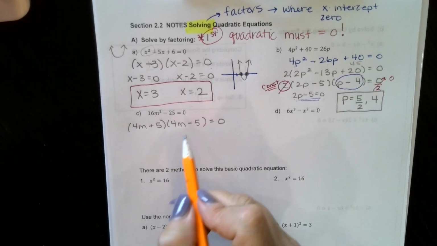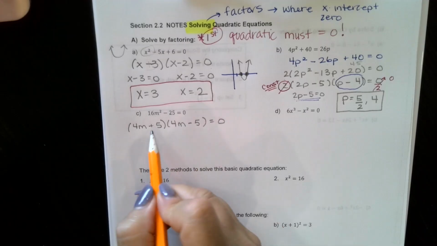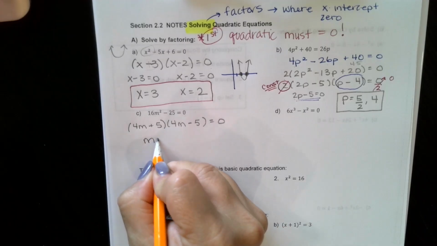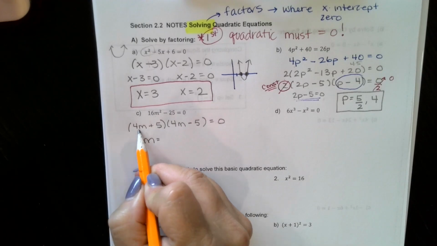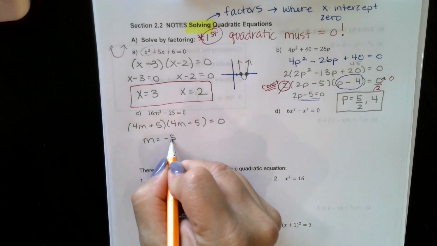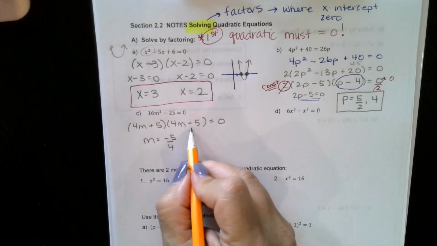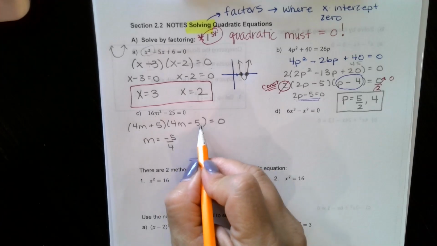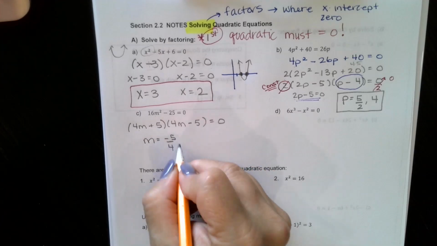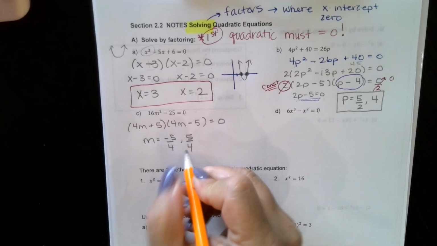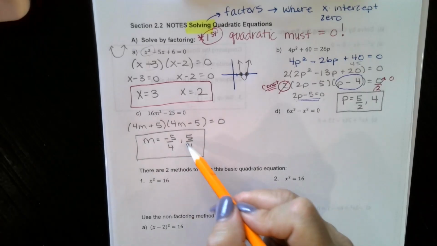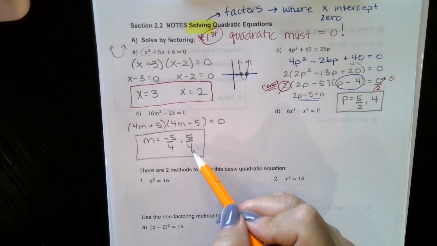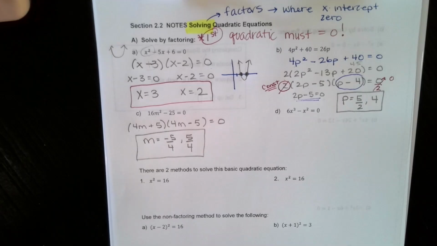Now, what I'm going to do is I'm not going to write this out. I know that my m value, I'm going to move this to the other side of the equation, so it would be negative 5 divided by 4. Same thing here. I move the 5 over, so it's positive 5 divided by 4. So I have two answers. And just because it's a perfect square, you need to make sure that you logic through this to make sure that both your answers are going to be the same, positive and negative.